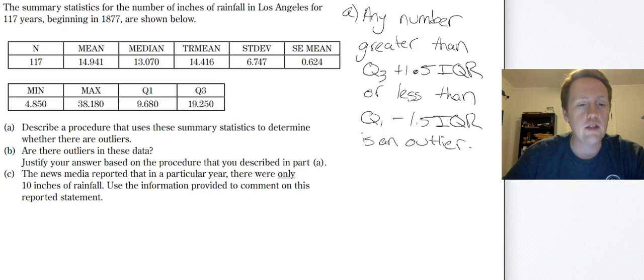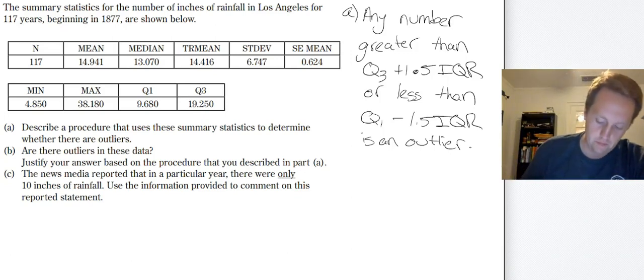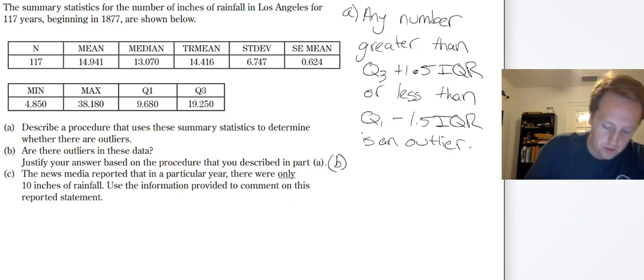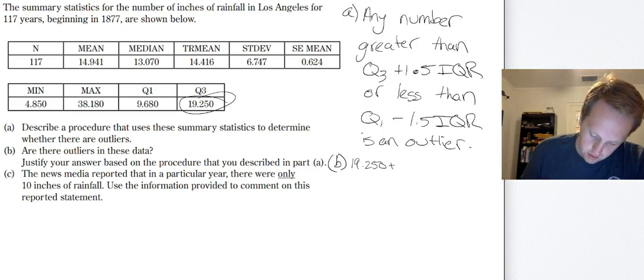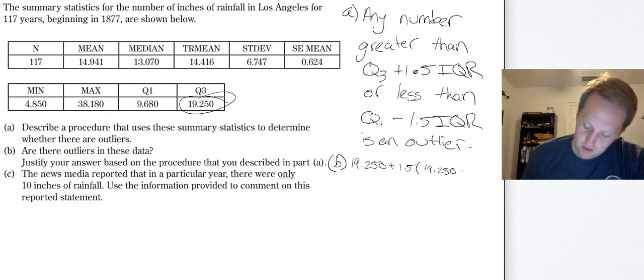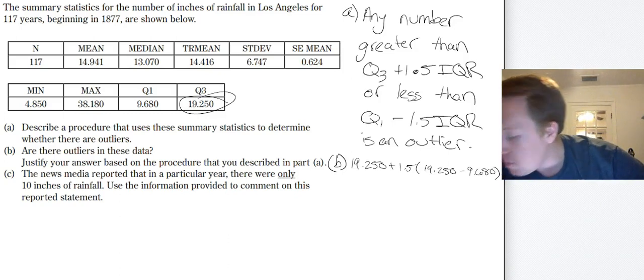B, are there outliers in these data? Justify your answer based on the procedure that you described in part A. All right, bet. So what I need to actually do is figure out what Q3 plus 1.5 IQR is. So Q3 is 19.250 plus 1.5 times IQR. Remember, that's Q3 minus Q1. So it's going to be 19.250 minus 9.680. And that number, when you put it into your calculator, is 33.605.